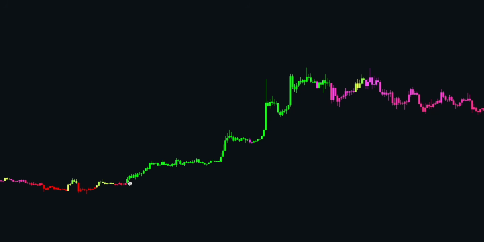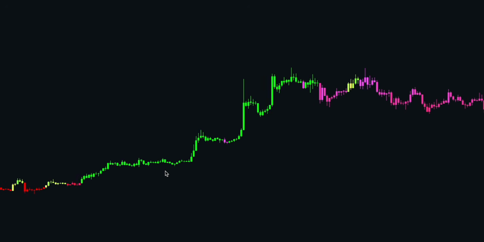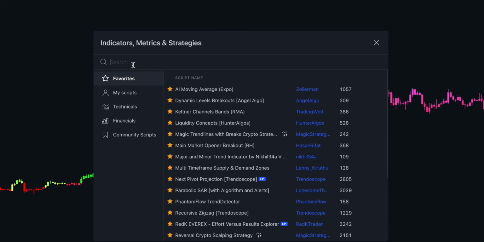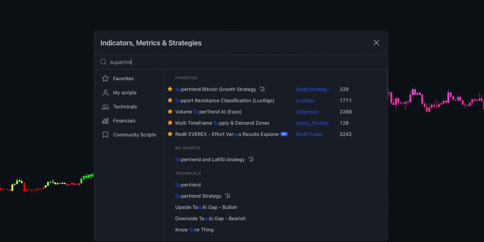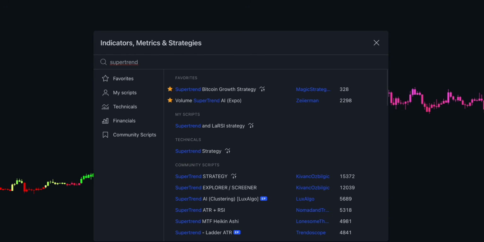The Phantom Flow Trend Detector indicator is a trend filter. You cannot buy or sell a security based on this tool alone. That's why we need to apply the second indicator to the chart. This script is called Supertrend X4 with Cloud Fill. Kush C is the author of this indicator.